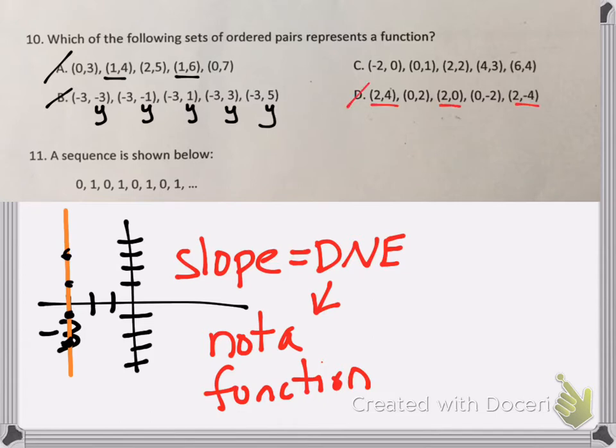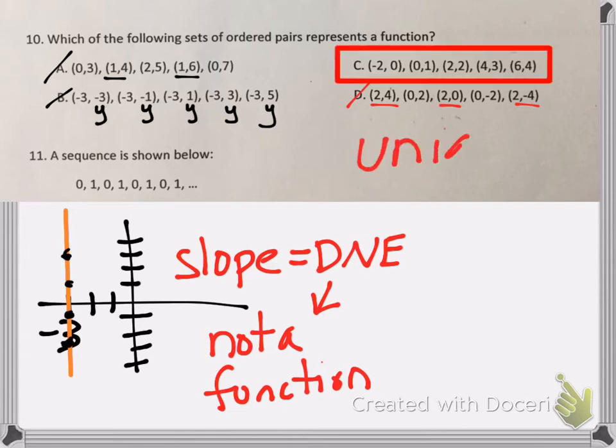Choice D is the same thing as choice A. You have 2 being paired with 4 and 2 being paired with 0, and then 2 going with -4. The same x value is going to 2 different y values. So choice C is good because all of those coordinates are unique. You don't see the same x value being paired with 2 different y values. All the x values are different. They're all unique.